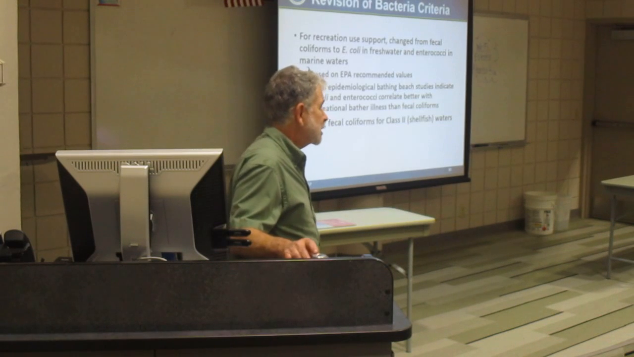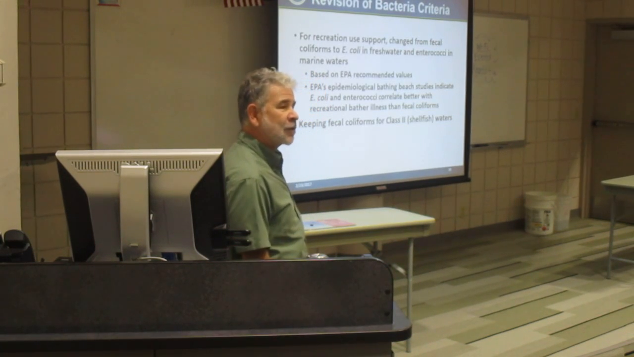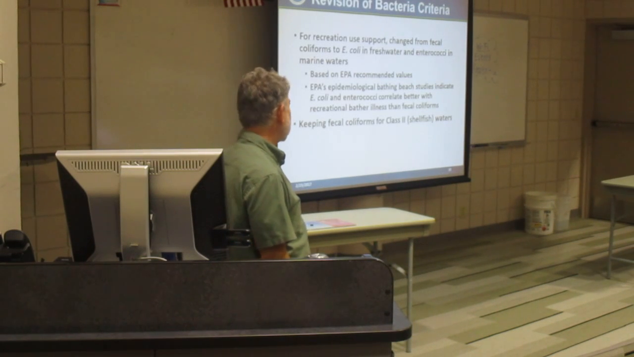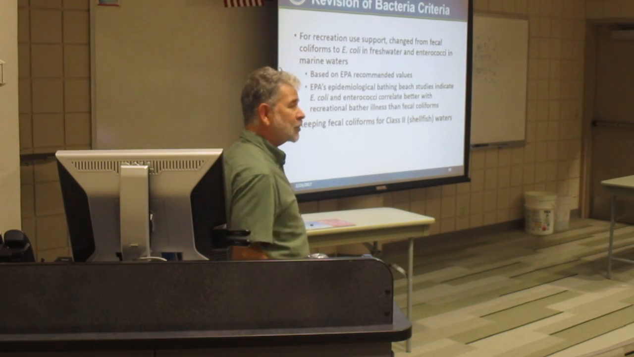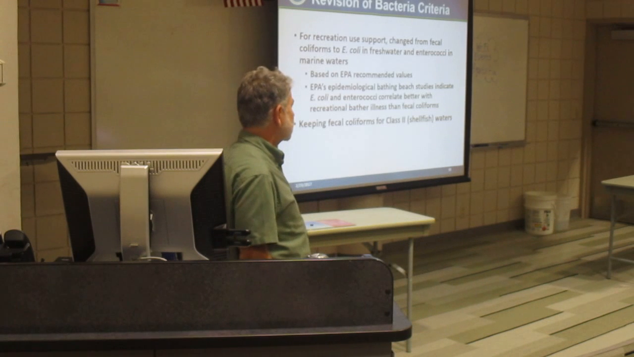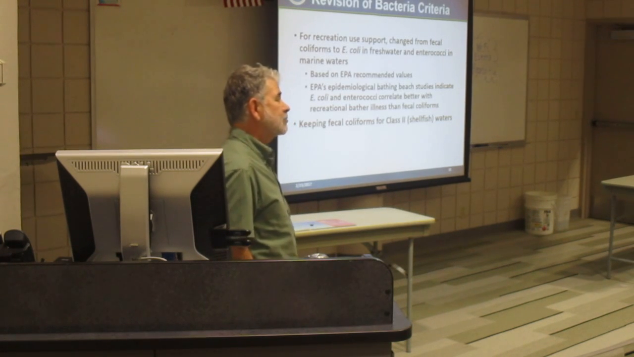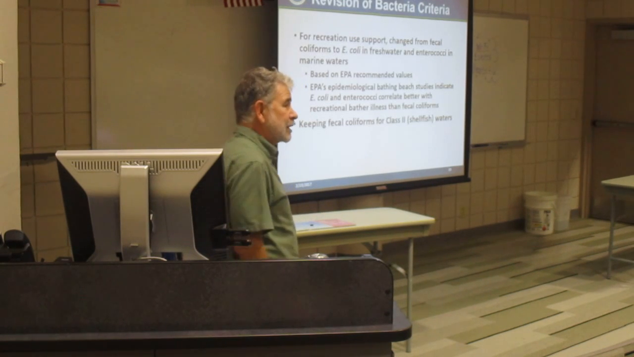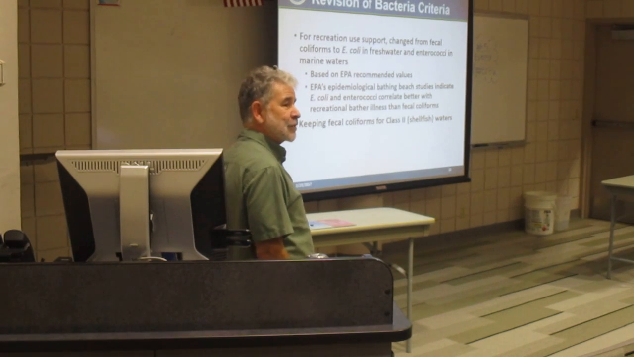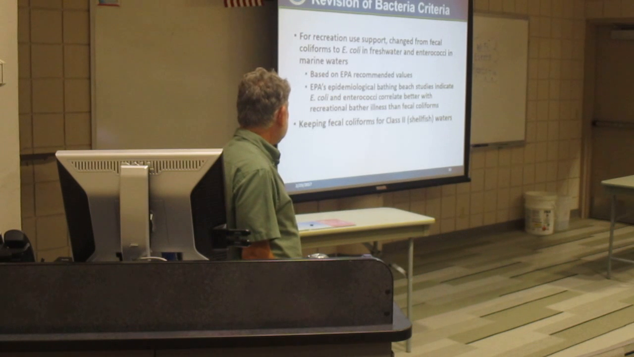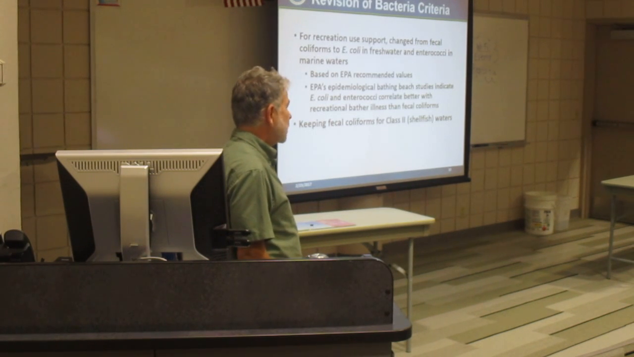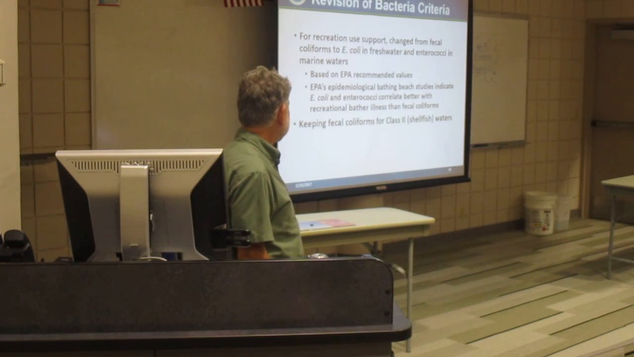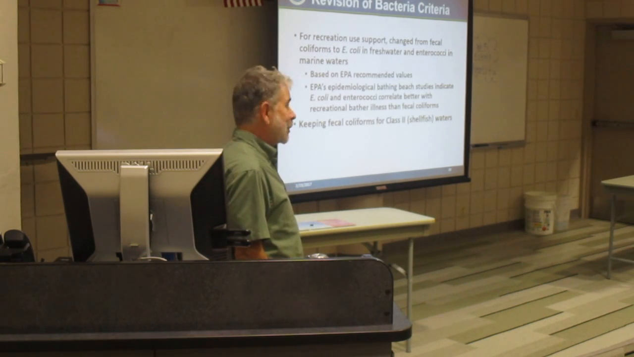So here's the other thing: bacteria criteria, and y'all might be a little more familiar with this. It has to do with the fact that we've been using fecal coliform as a measurement or a surrogate for contamination by bacteria in surface waters for a long time. And it hasn't always been the best measurement of problems. And over the years, EPA has come to determine that there are other measurements that are better.